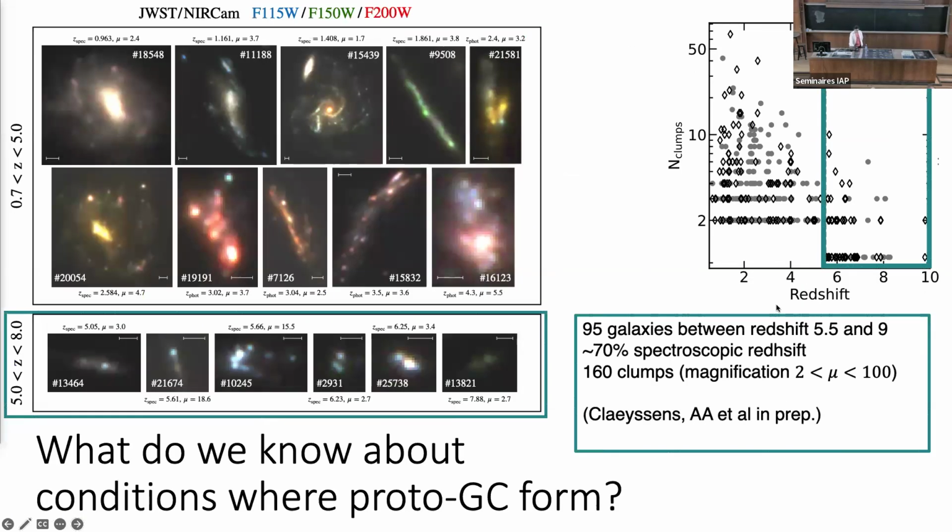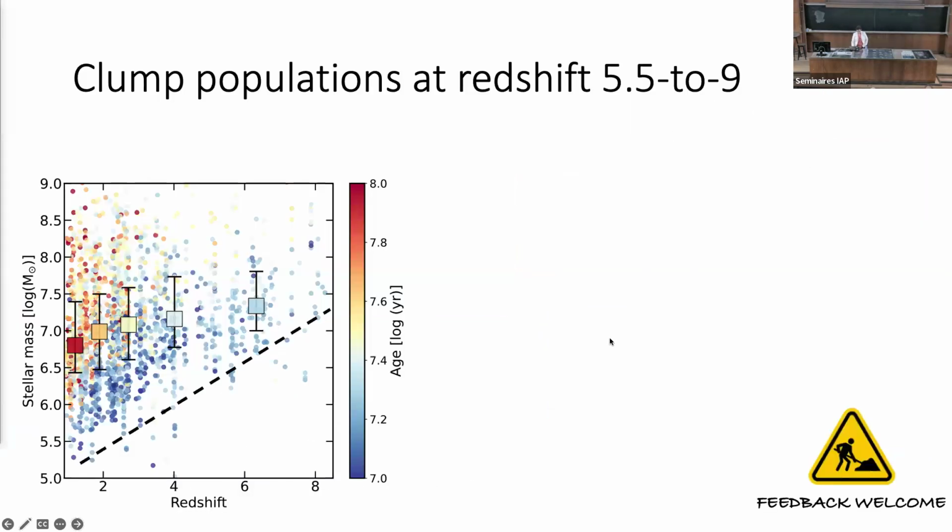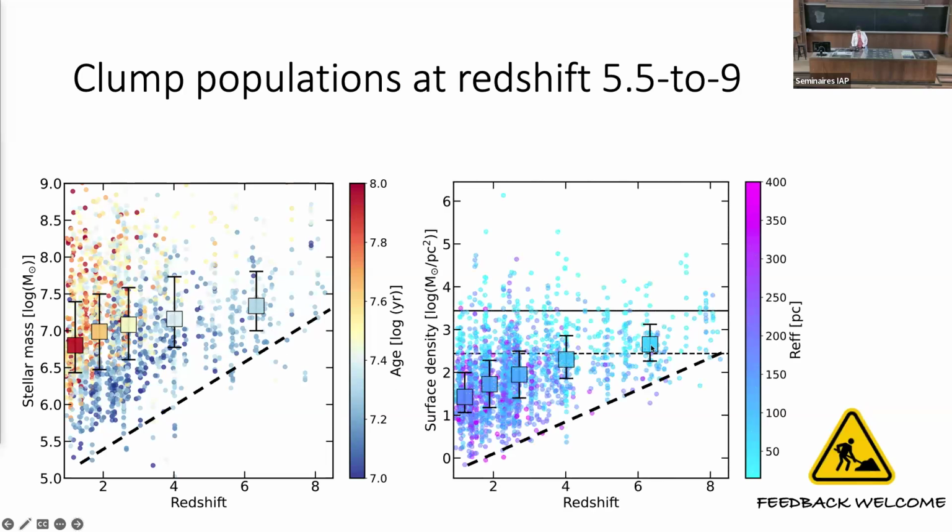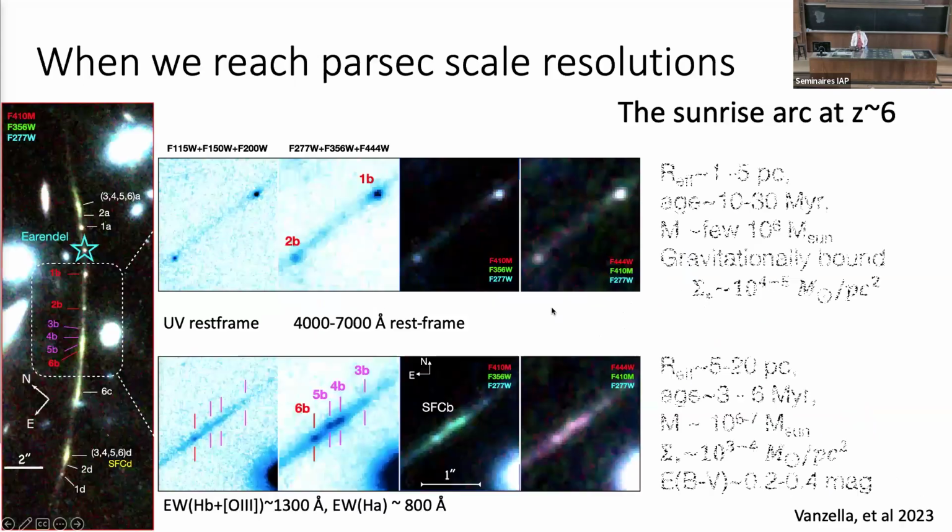So when we looked at the sample at this redshift, we are going down dramatically in numbers. We are looking at roughly 95 galaxies, but the number of spectroscopic confirmations is much higher. The stellar mass of clumps is going up because we are seeing only the high mass end of these clumps, but clumps are becoming really young. Now we are reaching objects of 10 million years on average within galaxies, and the densities are staying very high, as I said before.